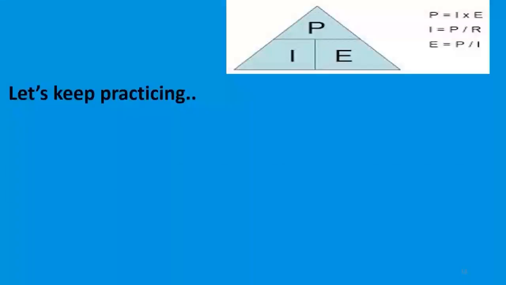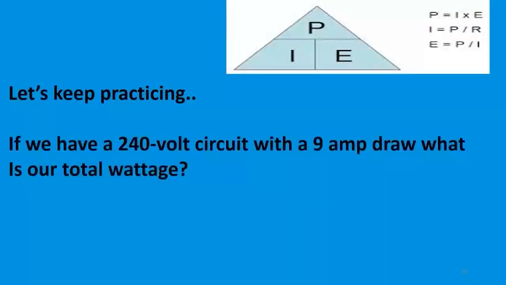Let's keep practicing. If we have a 240 volt circuit with a 9 amp draw, what is our total wattage? So we just type in what we know. We have the amps and the voltage, and we're looking for power. So we're just going to multiply those. So we take those two, multiply them together, and it's going to equal 2160.